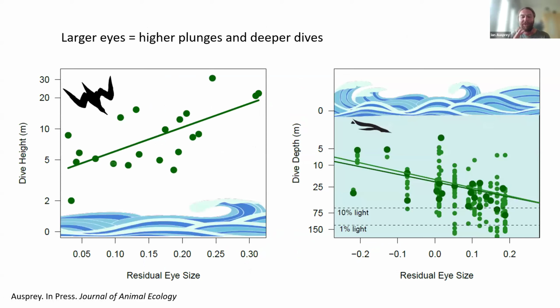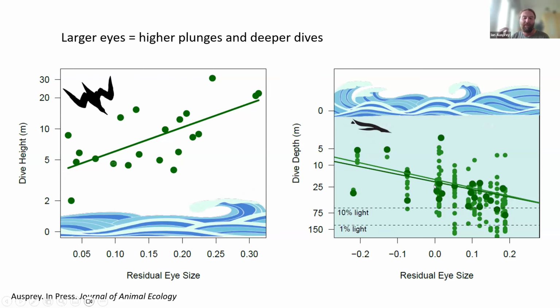And this was really cool too. I looked at coarse metrics for plunge dive depths. These are species like gannets and boobies and frigate birds and tropic birds that basically hover 10, 20, 30 meters above the ocean and then plunge. And the larger eyes the species has, the higher it tends to dive, again suggesting the higher dive heights are driving increases in visual acuity.